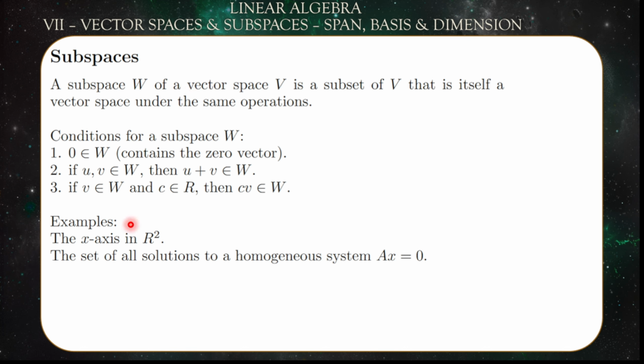As examples, the x-axis in R2 is a subspace. The set of all solutions to a homogeneous system, Ax equals 0, is a subspace within the larger space.